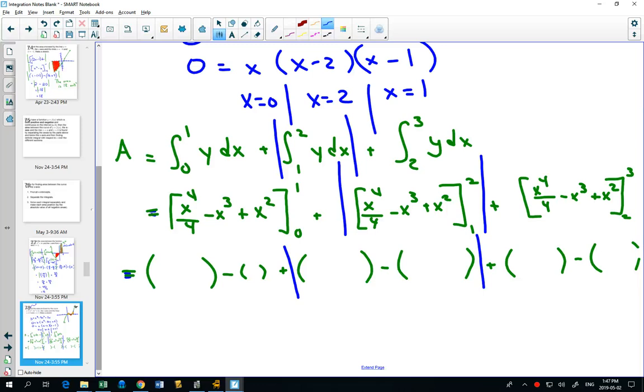If I plug in 1, I'm going to get 1 quarter minus 1 plus 1 minus, plug in 0, 0. That's why I left so much space for that one. If I plug in 2, I'm going to get 16 over 4, which would be 4 minus 8 plus 4, minus, plug in 1. The nice thing about when you have to plug in 1 again, can you see that you've already plugged in 1? And if you've already plugged in 1 and you look at that, can I simplify that at all? That's just going to be 1 quarter. May as well save myself the time. And then when I plug in 3, I'm going to get 81 over 4 minus 27 plus 9. But this one I've already done. What happens when I plug in 2? I get 0.